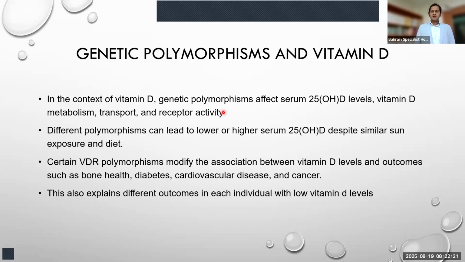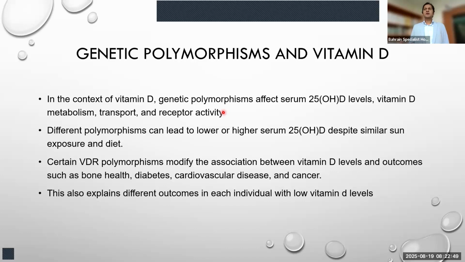So for bone health, diabetes, cardiovascular diseases, and cancer, at the same level of vitamin D, maybe the risk of one person is more because of genetic polymorphism, and the other person may have less chance of getting that. And also, genetic polymorphism defines the absorption of vitamin D and its metabolism from the GI tract.